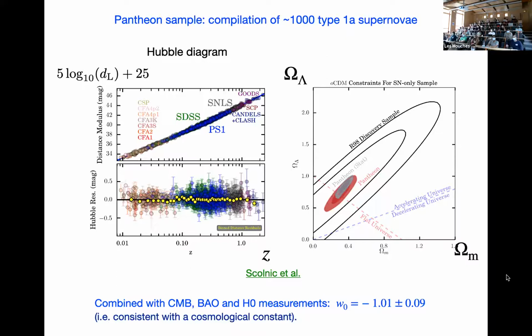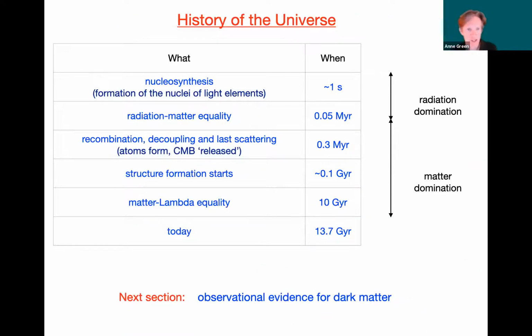Okay, so I will say a few things to wrap up this first introduction to cosmology section. We've now got a timeline for the history of the universe. I'm not going right the way back through the QCD phase transition to the electroweak phase transition back to possibly inflation. I'm starting only at about 1 second, and that's the point at which nucleosynthesis occurs, when the nuclei of the light elements have formed. The universe remains radiation dominated up to about 0.05 megayears after the Big Bang.